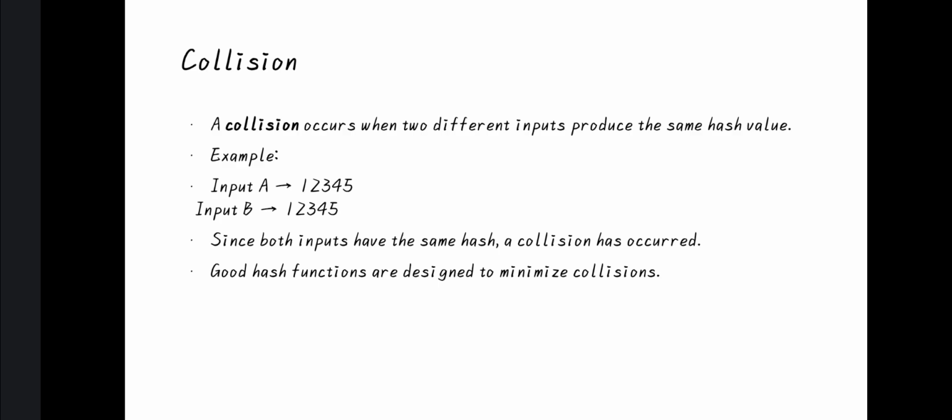Hash functions are designed to minimize collisions. You choose a hash function and find the one with the minimum collisions. A bad hash function gives many collisions. This is called minimizing collisions.